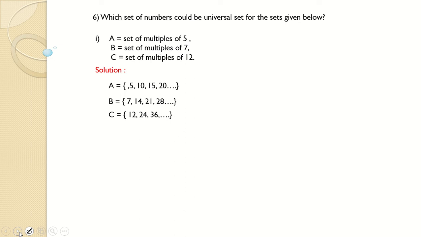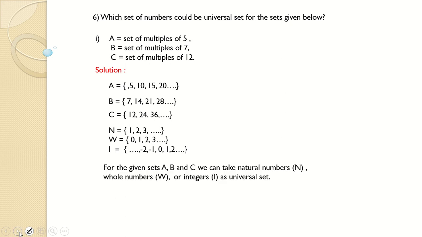So what universal sets can we give? These are all infinite sets, so we can give the set of natural numbers, whole numbers or integers, or even real numbers as the universal set for the given sets.